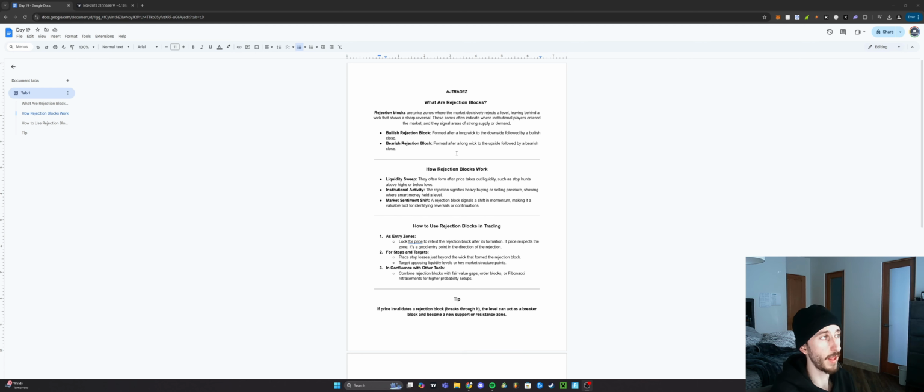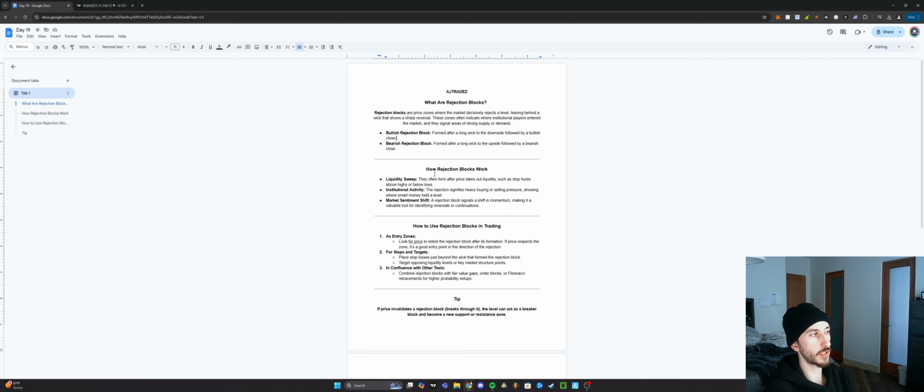And conversely, if there is a buy side level, price wants to sweep that, which is the supply, right? Something's expensive, you want to sell it, right? And then that goes towards the downside after taking buy stops. So for a bullish rejection block, it's going to be formed after a long wick to the downside followed by a bullish close. And then of course vice versa for a bearish example.